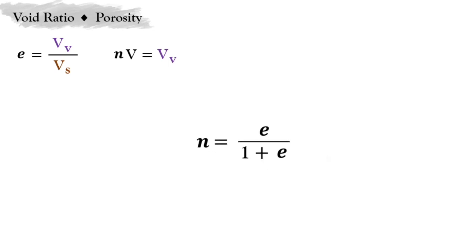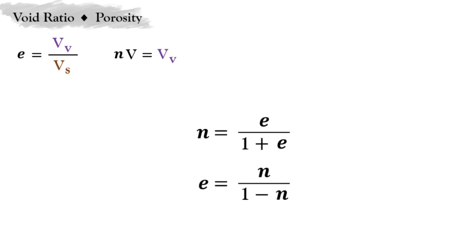Now, if you want to solve for e in terms of n, you can rearrange the equation and solve for e. So, e is equal to n all over 1 minus n. So this is the relationship between the void ratio and porosity. You can now list these in your formulas because we will use them in our succeeding topics. Even up to foundation engineering, you can still use these relationships.